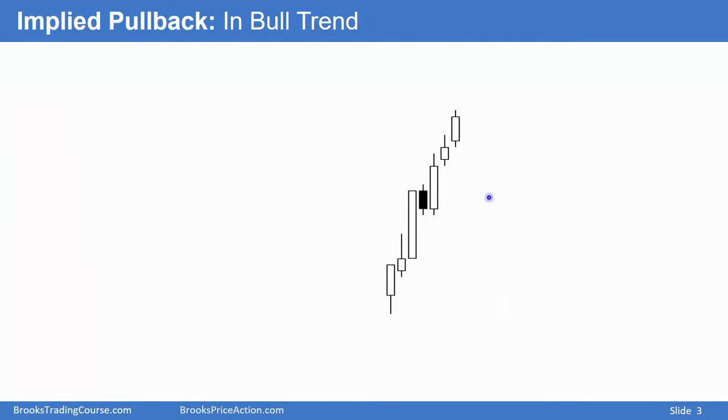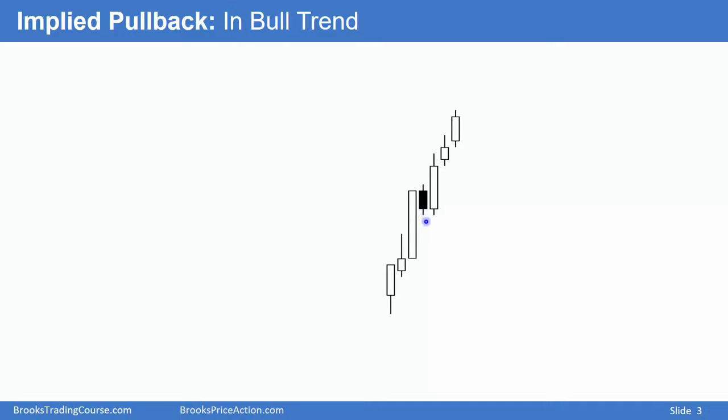Here we have a bull trend, but look at this. We have a tail on the top of the bar, so the market went up and it went down, but it did not go below the low of the prior bar. And here we have a bear bar, so the market opened here, traded down, and reversed up, but this bar did not go below the low of that bar. So it's not a pullback, at least not on this time frame.